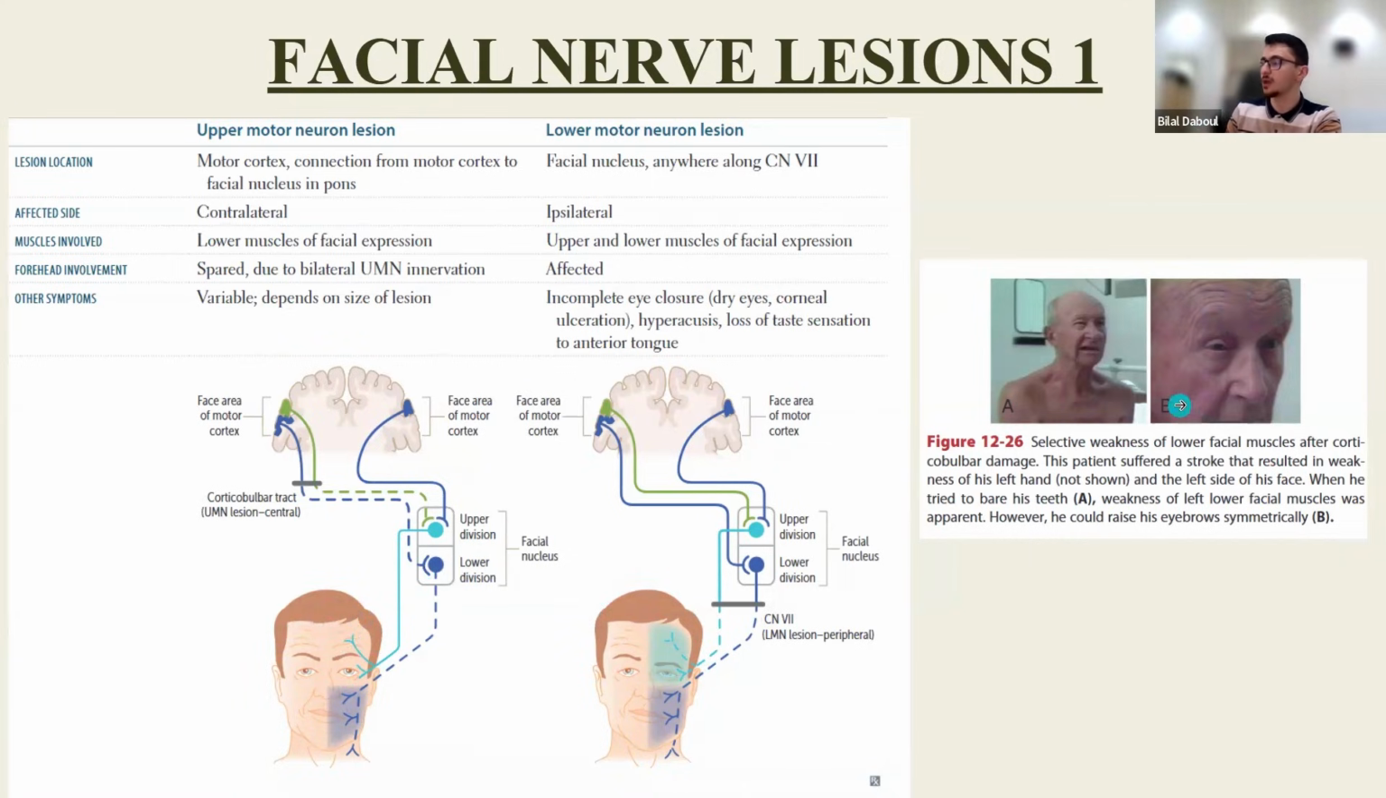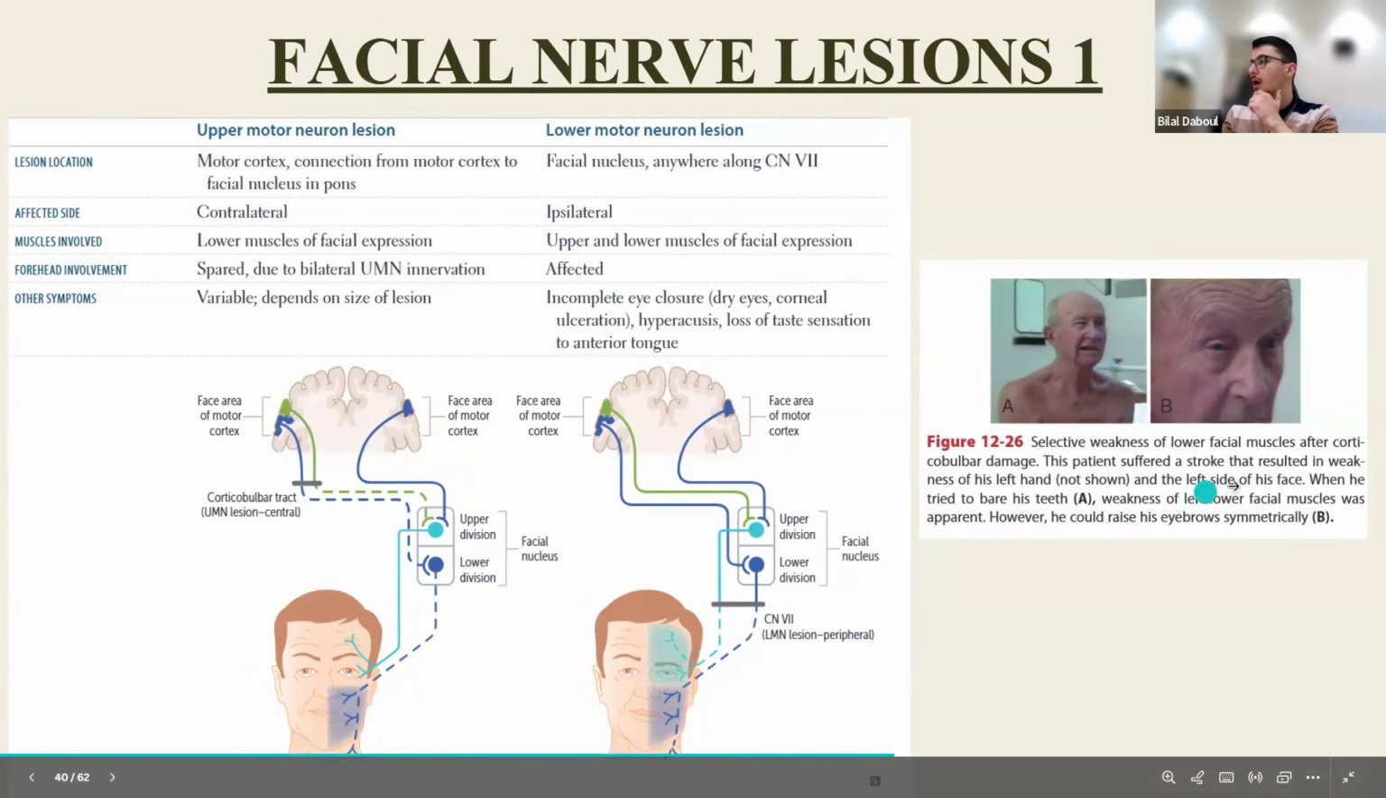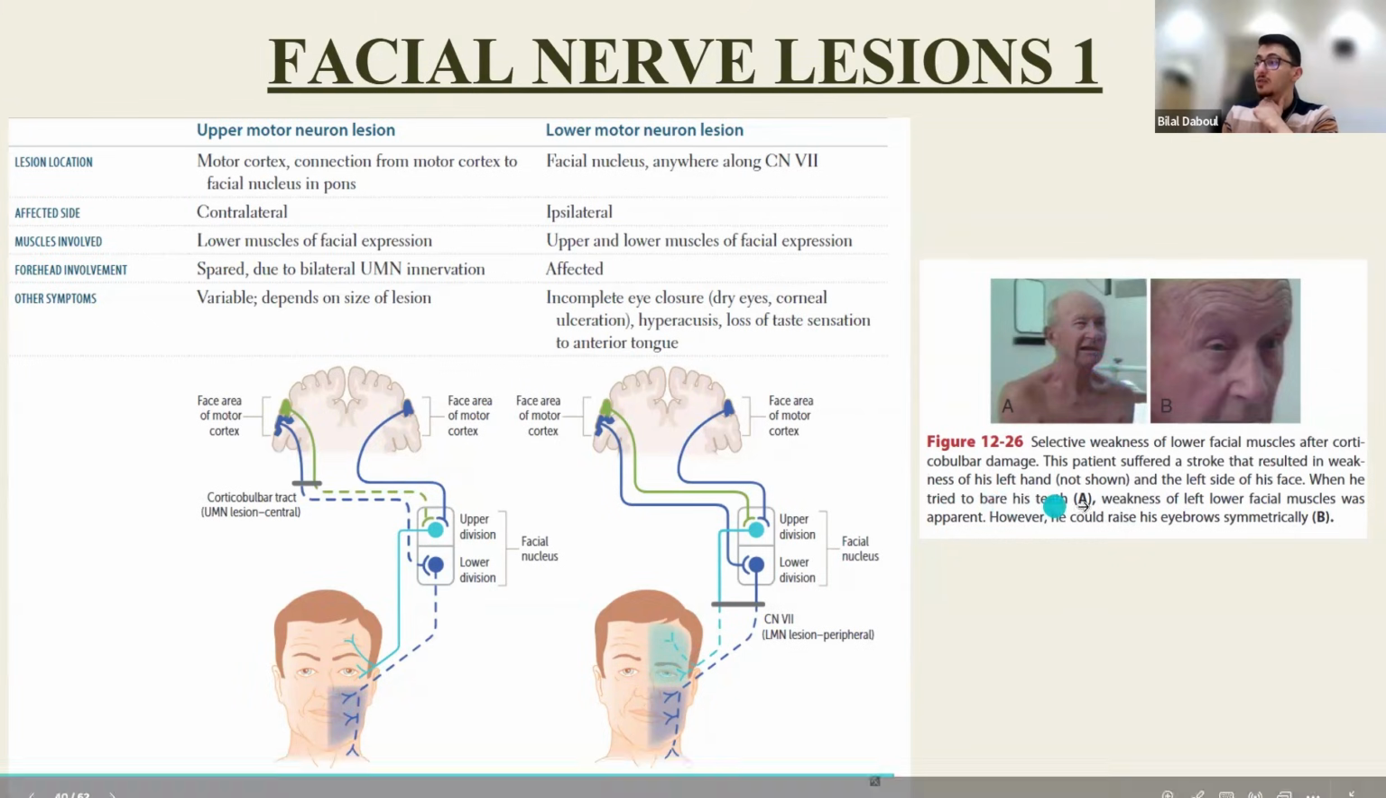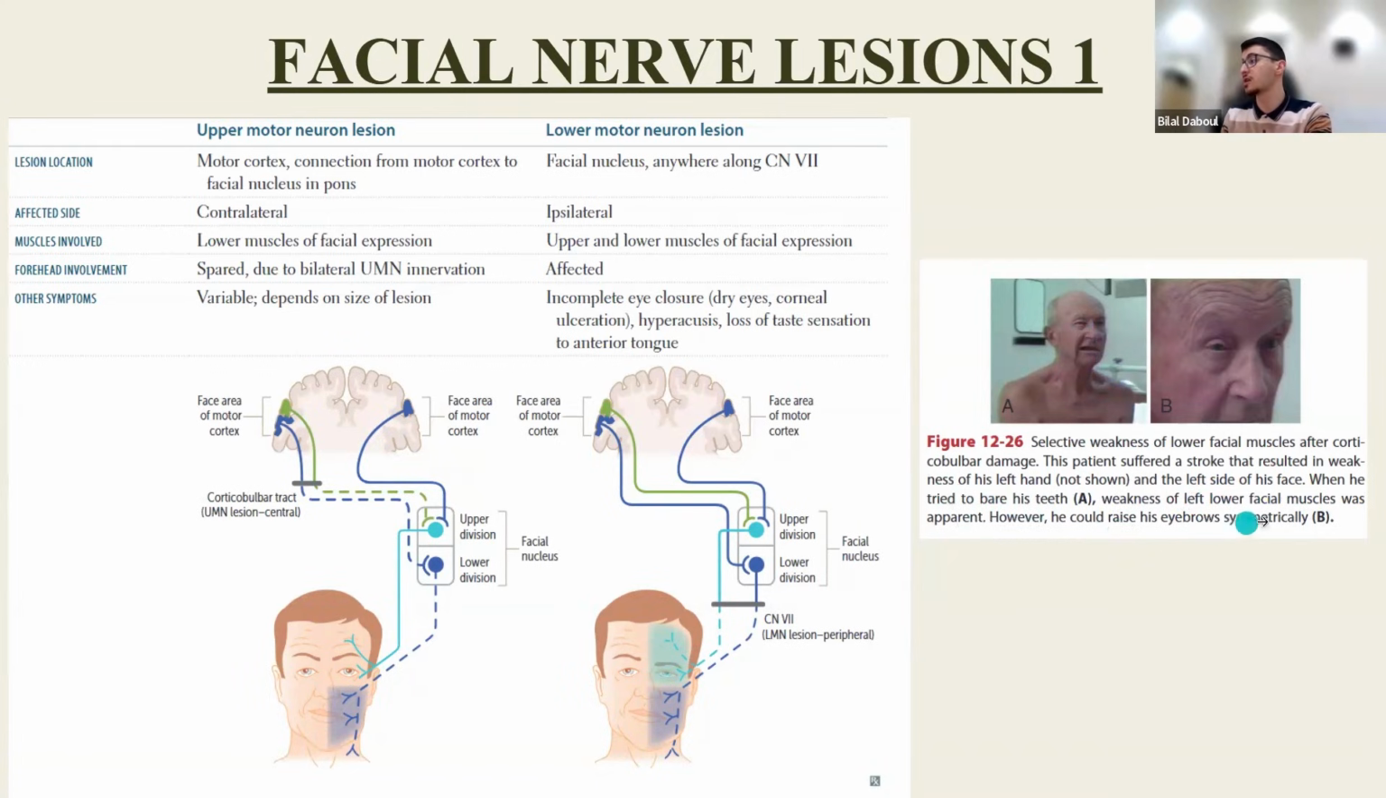If you look at this image, let's read: selective weakness of lower facial muscles after corticobulbar damage. This patient suffered a stroke that resulted in weakness of his left hand, because of corticospinal involvement, and the left lower side of the face. Here we have the nasolabial fold, very clear due to muscle tone. We have drooping of the mouth. When he tried to bare his teeth, weakness of left lower facial muscles was apparent. However, he could raise his eyebrows symmetrically because, again, you have forehead sparing.